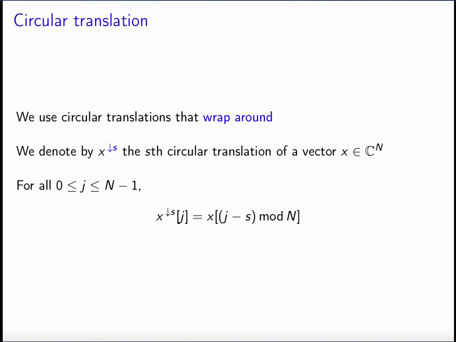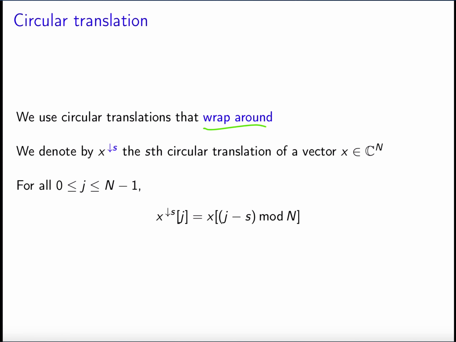I want to emphasize here that the fact that we're dealing with circular translations that wrap around is not a big deal. This is just so that the math works out in a simple way. In practice, you probably don't want the translations to wrap around when you translate a signal like an audio signal or an image. You probably don't want it to appear on the other side, but that doesn't matter. Basically, those are border effects that you will deal with when you have to process real data.